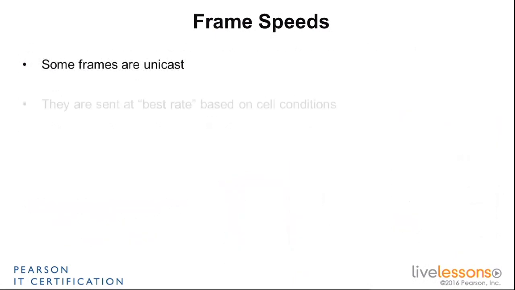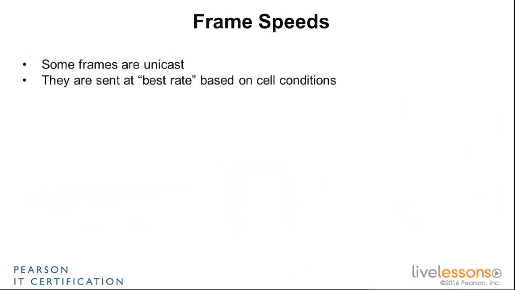So what about the speeds? Well, some frames are unicast and they are going to be sent at whatever your station thinks is best based on whatever signal was received from the access point.